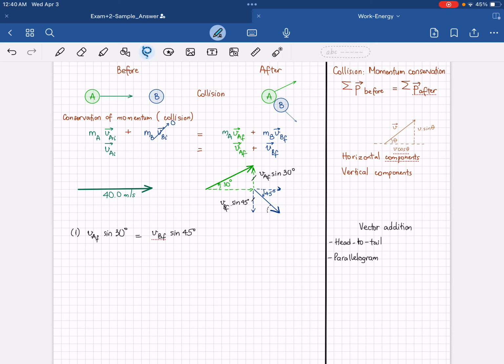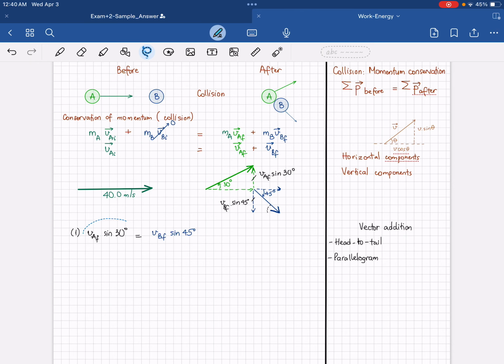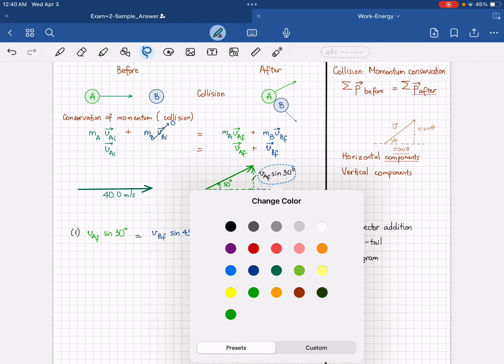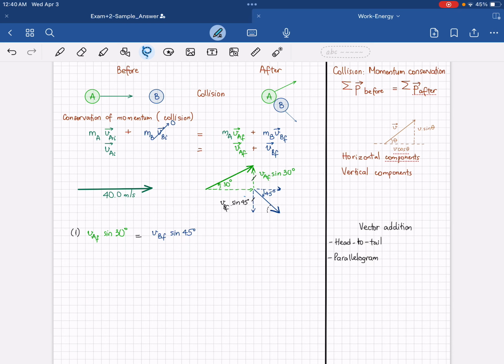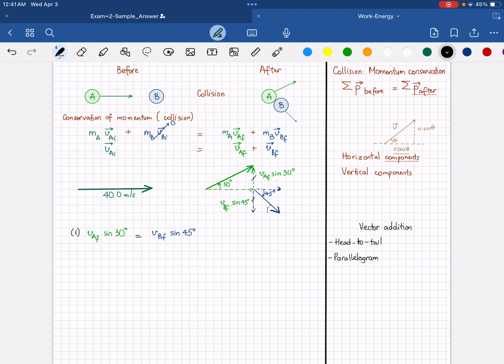Maybe let me change the color so it will be easier. This one should be the blue one, and this one should be the green one. This one is also the green one. And this one should also be the green one. Okay, so this is the vertical component.